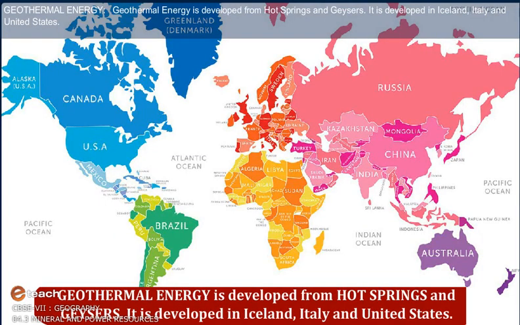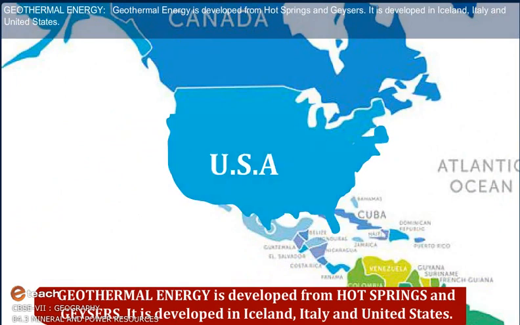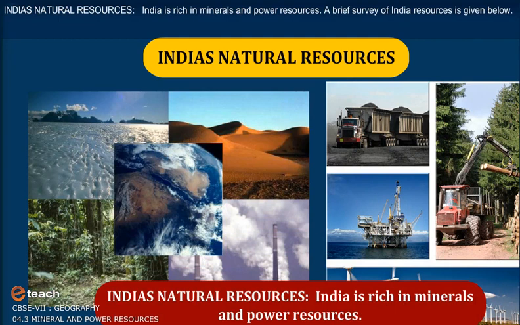Geothermal energy. Geothermal energy is developed from hot springs and geysers. It is developed in Iceland, Italy, and United States. India's natural resources. India is rich in minerals and power resources. A brief survey of India's resources is given below.